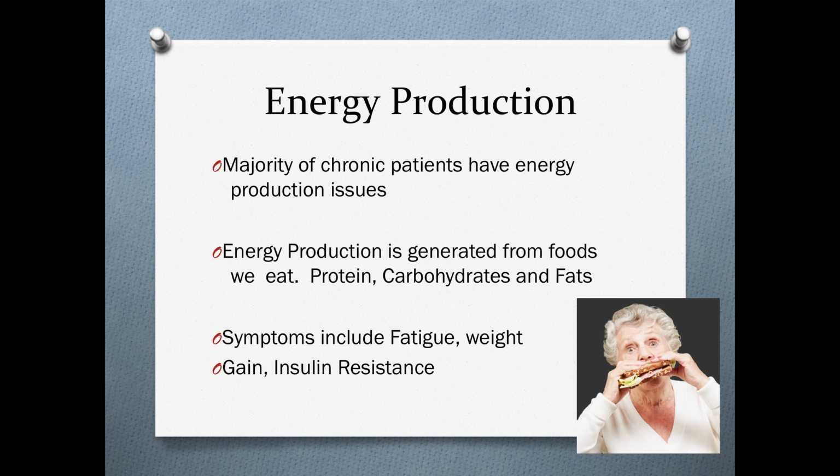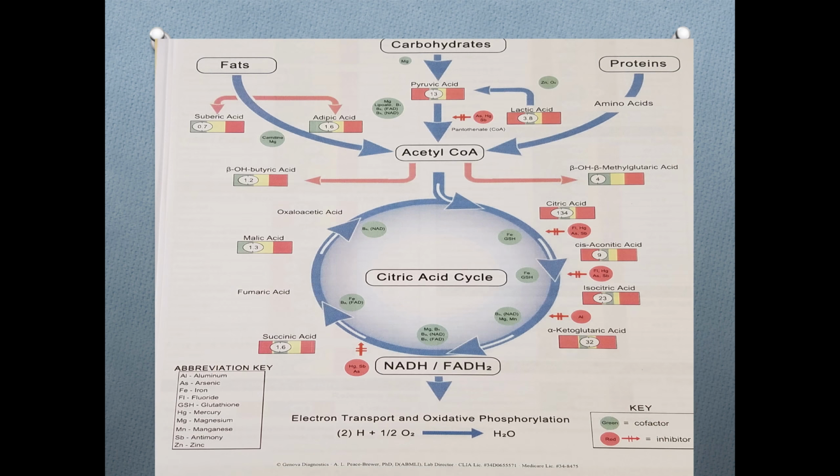The majority of our patients have energy production issues. So energy is created when we eat protein, carbohydrates, and fats, and it's converted to acetyl-CoA and eventually goes down to the Krebs cycle where it makes energy. If we have problems with this macronutrient conversion to energy, some of our symptoms are going to include fatigue, weight gain, and insulin resistance.